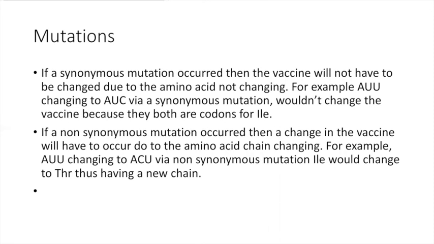post-translation mutations. If a synonymous mutation occurs, then the protein will not have to be changed due to the amino acid not changing. For example, AUU changing to AUC would not change the amino acid, therefore it will not change. Next, if a non-synonymous mutation occurs, the protein would have to change because the amino acid changes. For example, AUU to ACU, the amino acids are different, thus having a new chain.